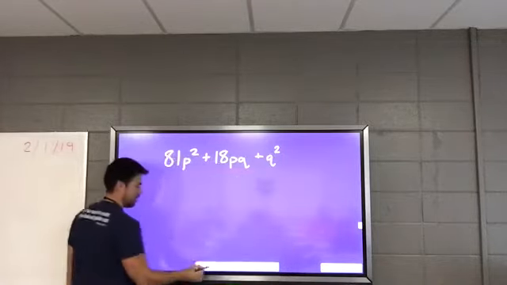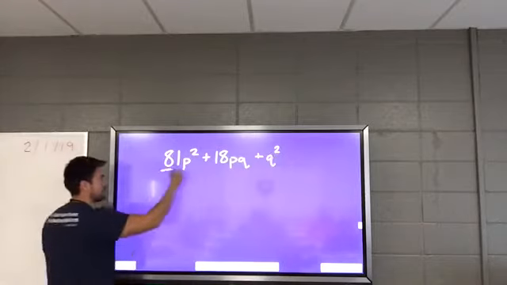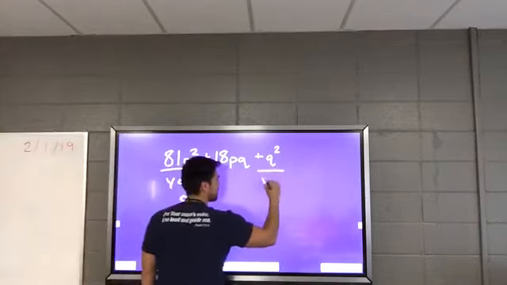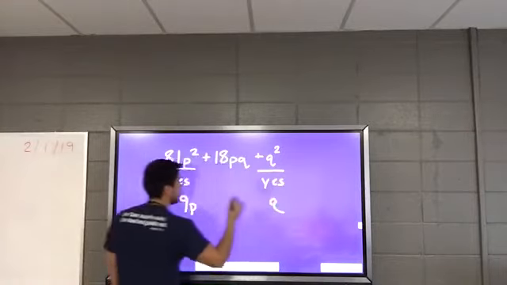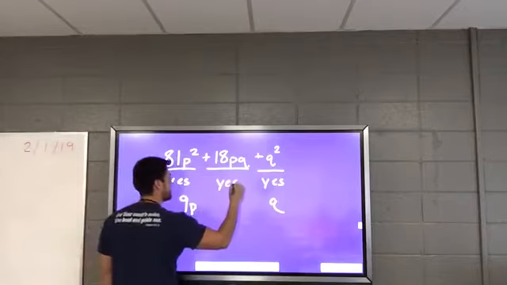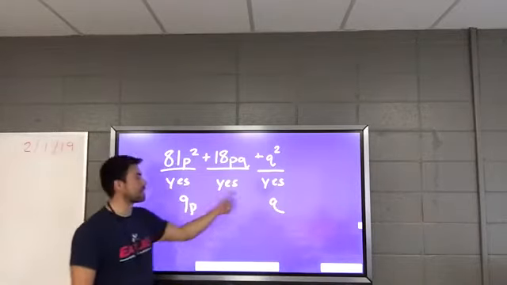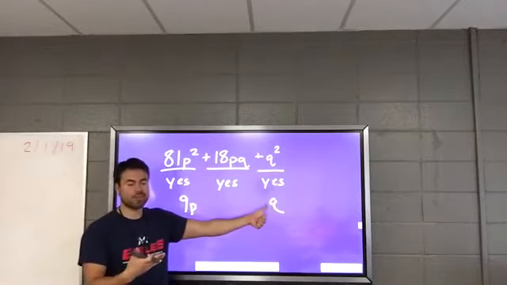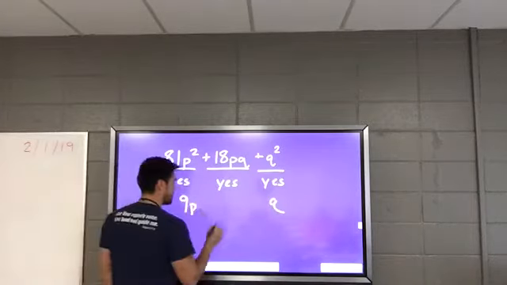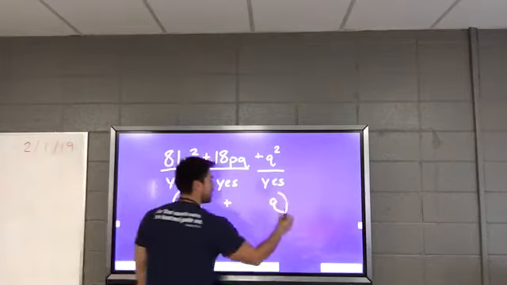Okay. The answer. This is a yes. That's 9P. This is a yes. That's Q. This is a yes. Because what's 9P times Q? Just get that. 9PQ times positive 2. 18. That's a yes. Positive squared.